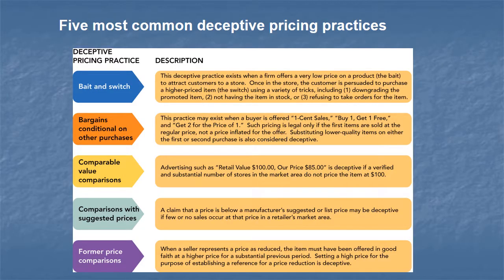Now, your book talks about the five most common types of deceptive pricing practices, and you ought to be familiar with this. They include the famous bait and switch that we talked about before. It includes bargains conditional on other purchases, comparable value comparisons, comparisons with suggested prices, and then former price comparisons. And so when you see any of these, it ought to raise a little red flag in your head saying, I wonder if that is in fact a deceptive pricing practice.